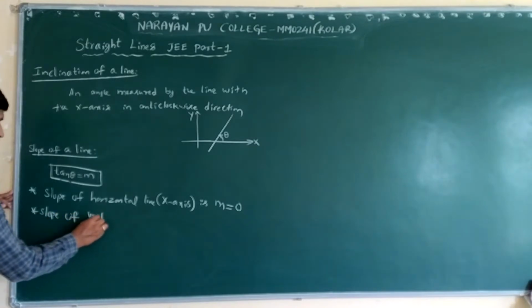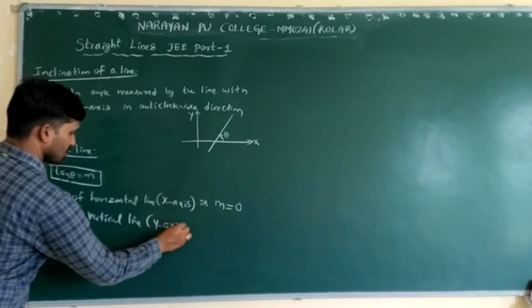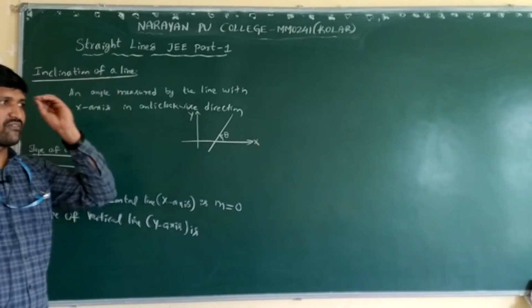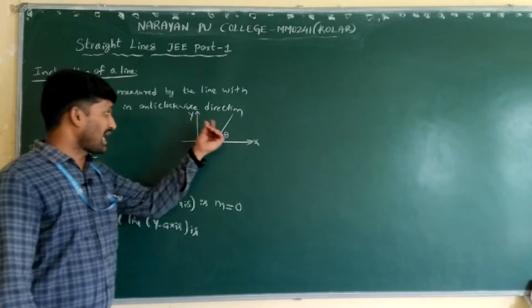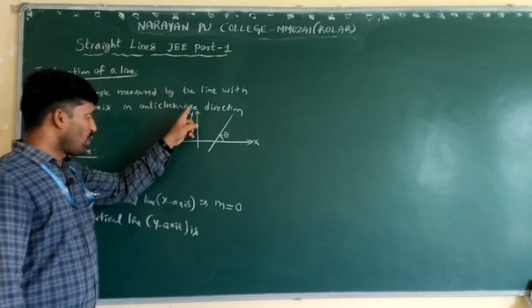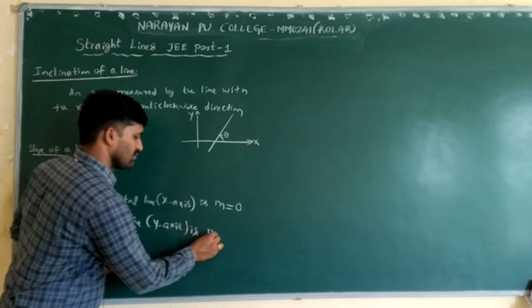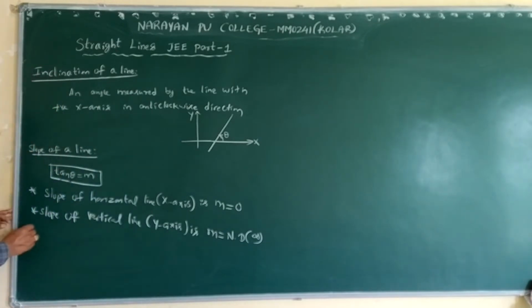Next, slope of a vertical line. A vertical line is nothing but the y-axis. The y-axis is perpendicular to the x-axis. Remember the basic definition: any line which makes an angle with the positive x-axis, then tan theta is called the slope. Here that line is the y-axis. The y-axis makes an angle of 90 degrees with the x-axis. Tan 90 is not defined. You can take it as infinity. So that is the simple definition: the slope of a line, and the slope of horizontal and vertical lines.